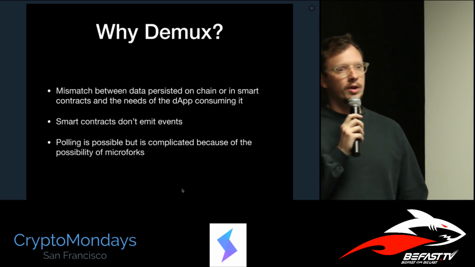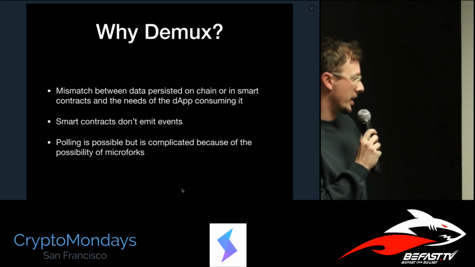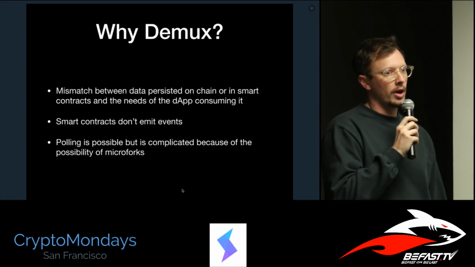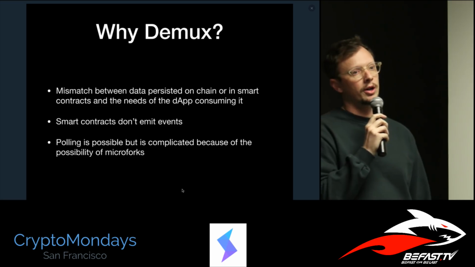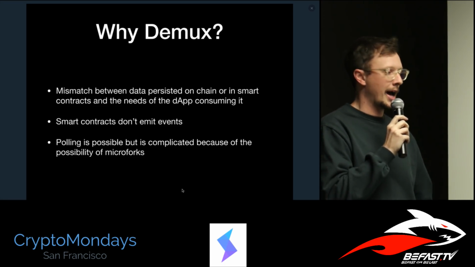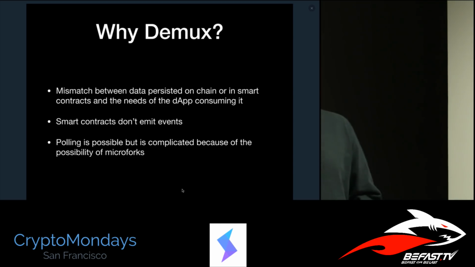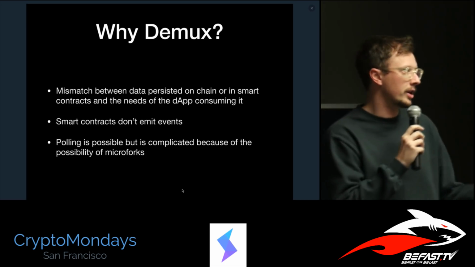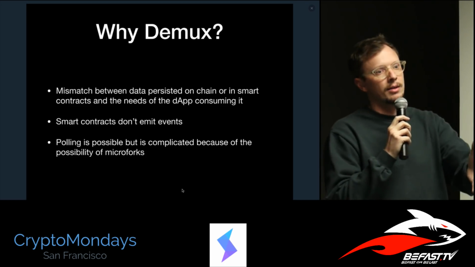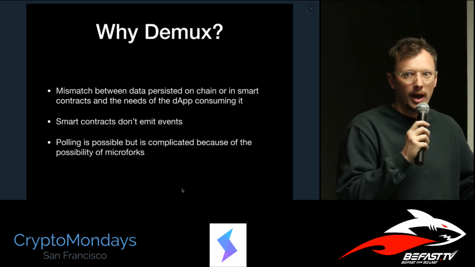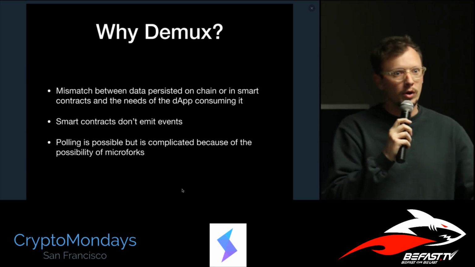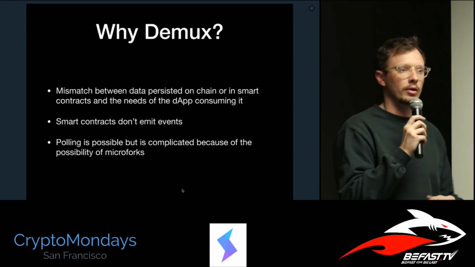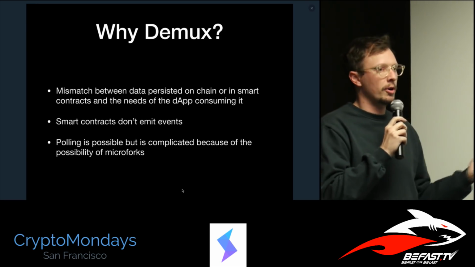So why Demux? What are the problems that Demux is trying to address? There is a fundamental mismatch between the data that the blockchain can provide us, either through the smart contract or through just querying the actions that go on, and what your front end or your application needs. Demux is trying to provide a better way than just asking the blockchain for what you need, because you might end up having to query multiple times, with a lot of back and forth, and to scale all of these queries, you're going to need to run a bunch of nodes, and that gets expensive.